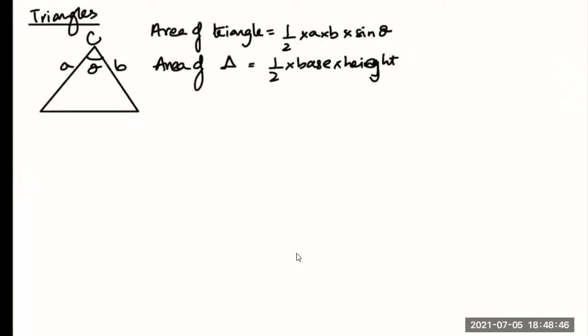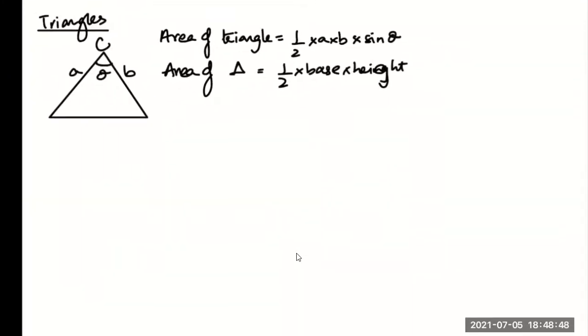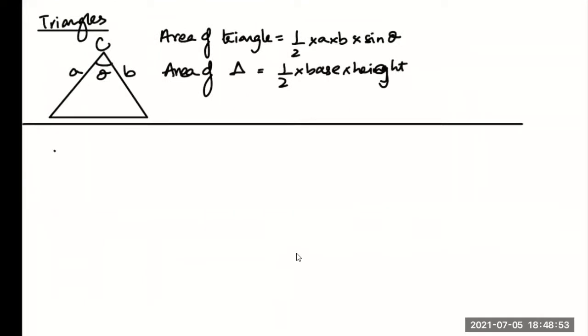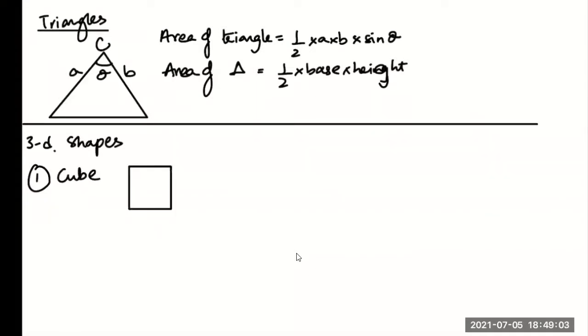Okay, that's all 2D shapes. Let's talk about 3D shapes. The first 3D shape that I want to draw for you is a cube. A cube is made up of squares on all sides, so all these sides are equal in length.